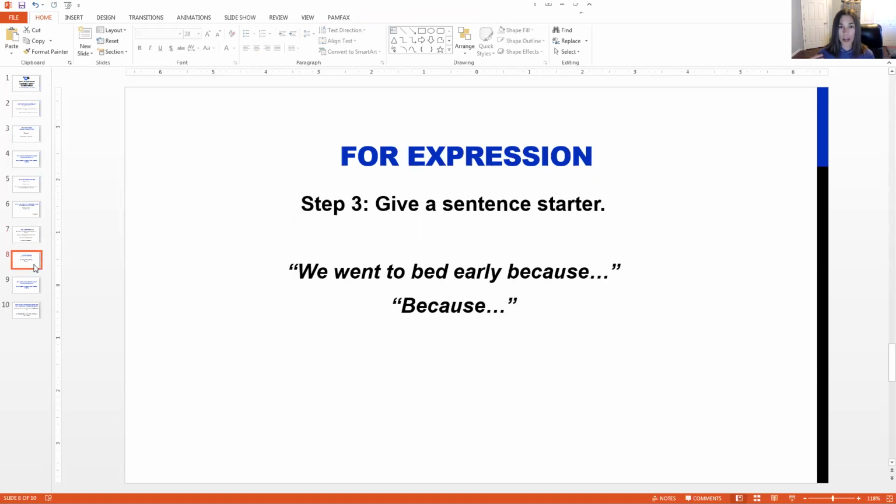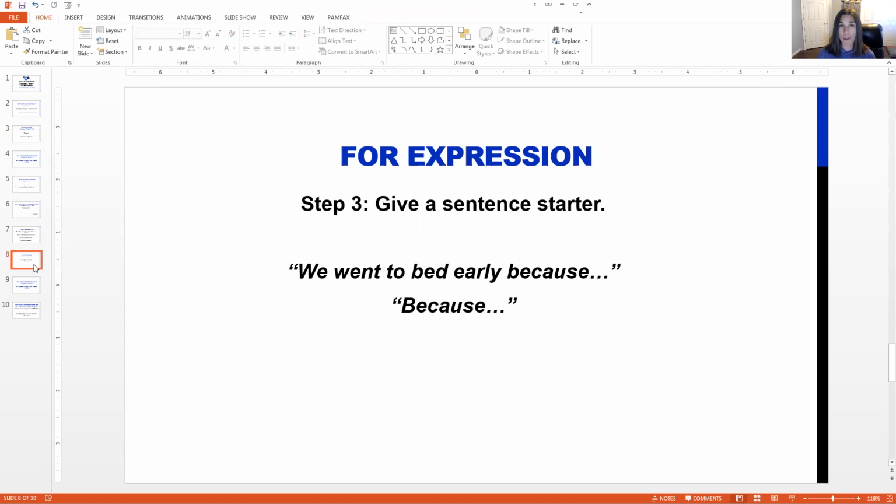To help address the issue with expression, so first your students have to understand it, but then what if they're having a hard time getting the answer out? Maybe they don't know how to start their sentence. So in that case, we give them a sentence starter. And that's literally exactly how it sounds. You just start the sentence for them.